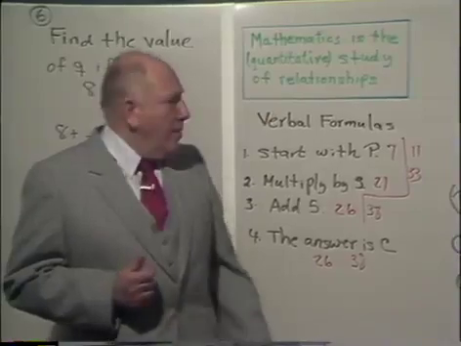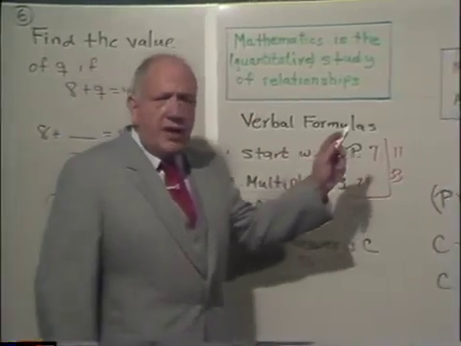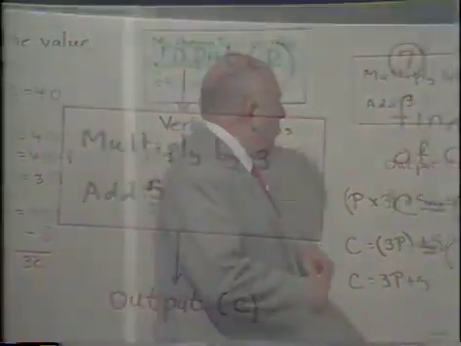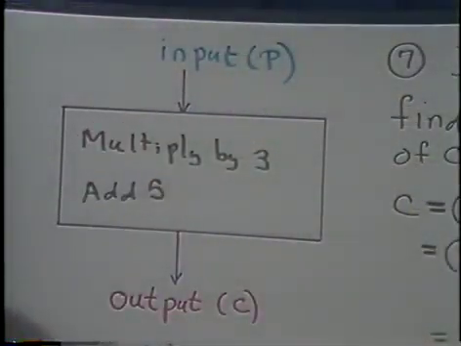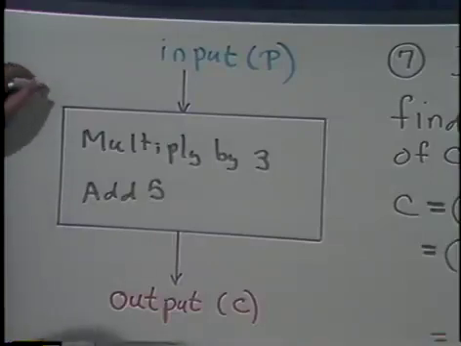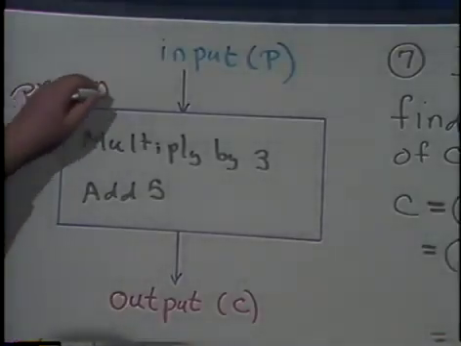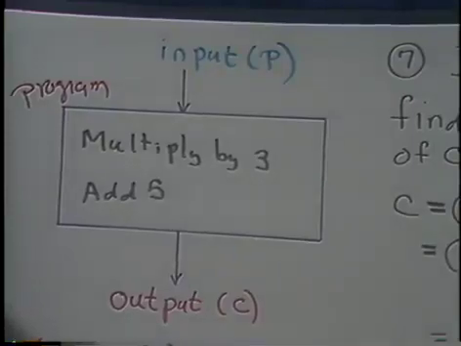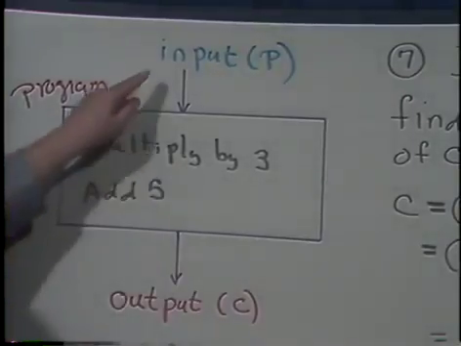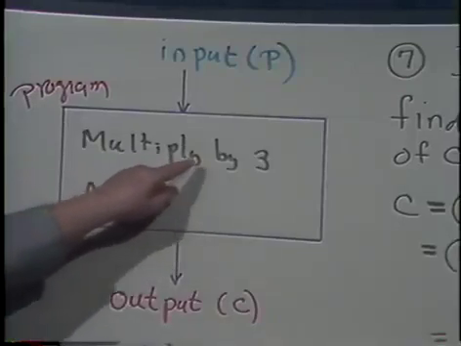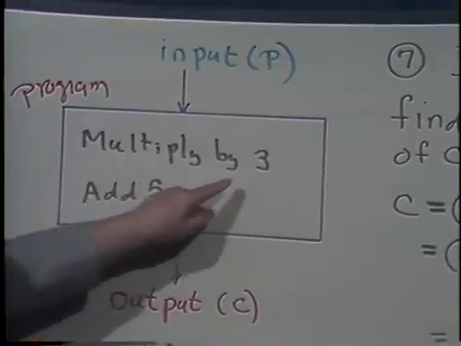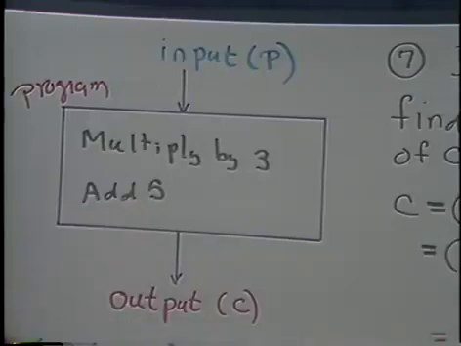Okay? But the interesting thing is, we can think of this in terms of a computer now. What's the computer language? You have an input, you have an output, and you have a program. This will be called the multiply by 3 and add 5 program. Whatever input comes into the machine, what does the machine do? It multiplies by 3, it adds 5, and it gives you the output.